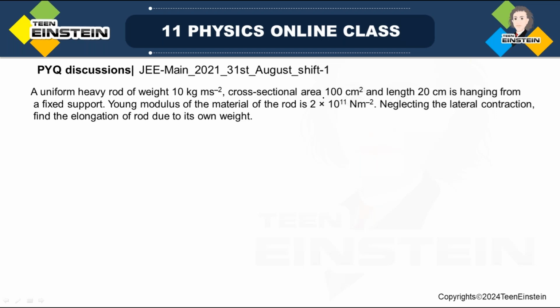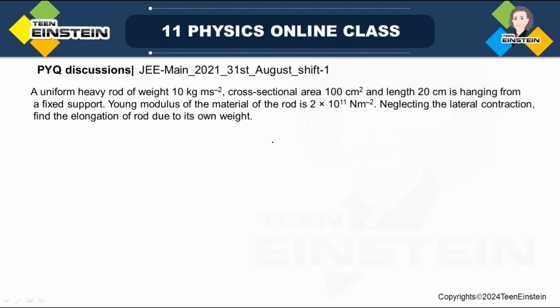And the cross sectional area has been given as 100 centimeter square. The length is 20 centimeter, hanging from the fixed support. Okay, Young modulus of the material of the rod is given as 2 into 10 to the power 11 Newton per meter square. Neglecting the lateral contraction, find the elongation of the rod due to its own weight.